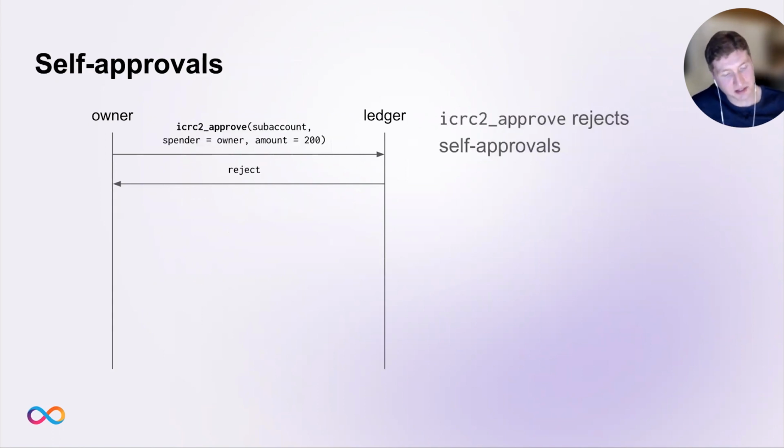Another interesting case is when the owner tries to approve to himself or herself. So what should happen? We decided that if you try to approve to yourself, then clearly you have a bug in your code and we'll just reject your call, because you can already spend funds on your own behalf. There is no point in approving anything.